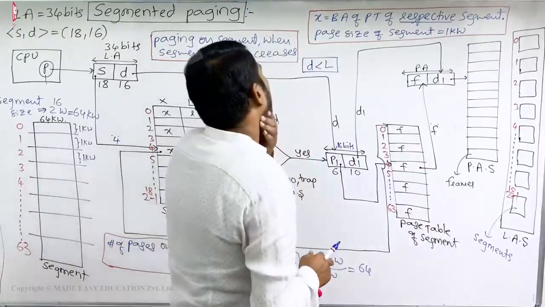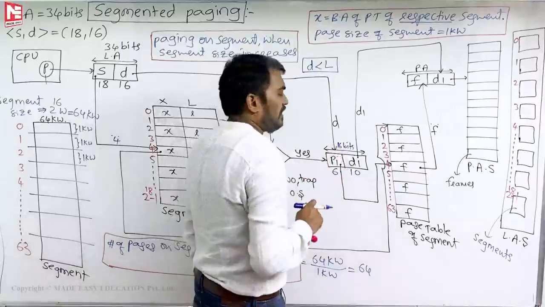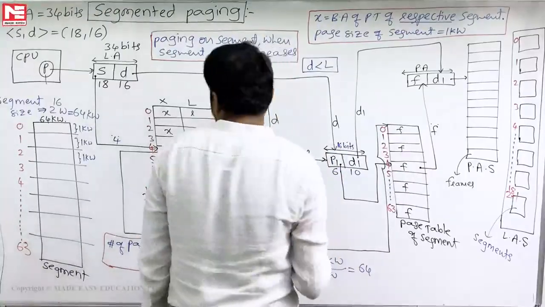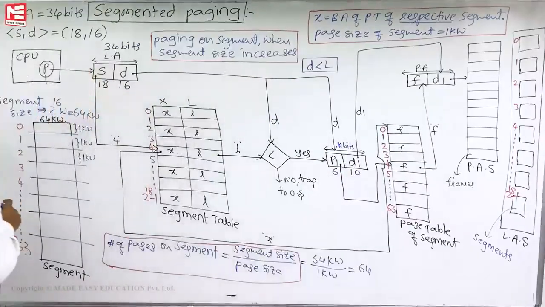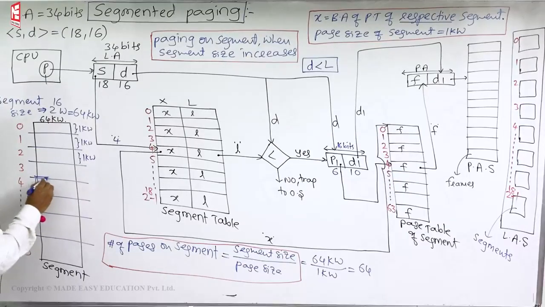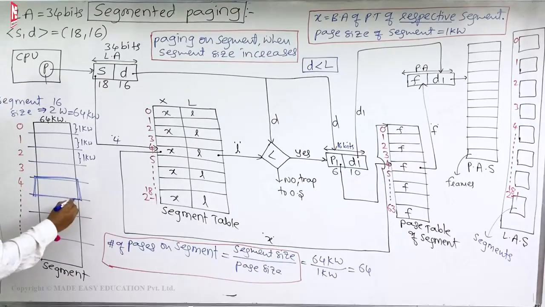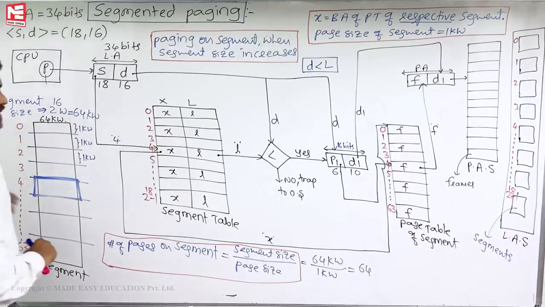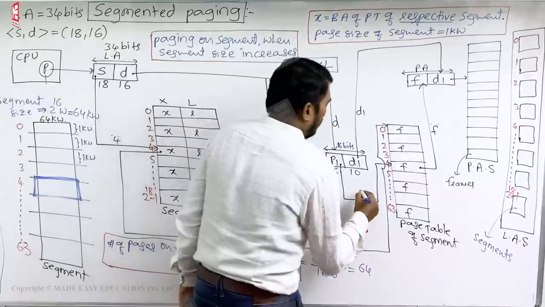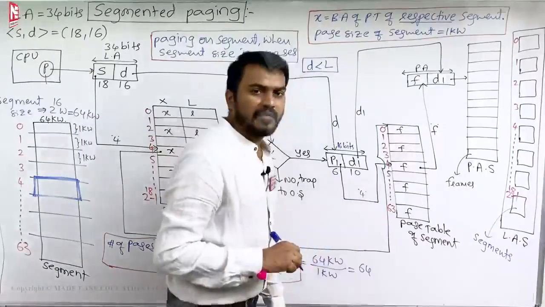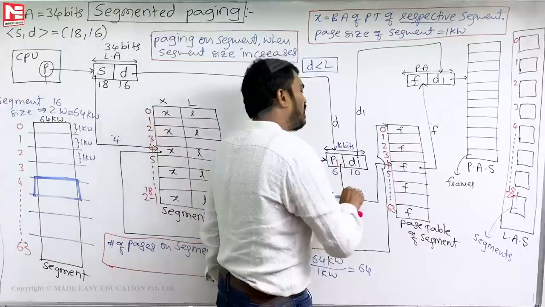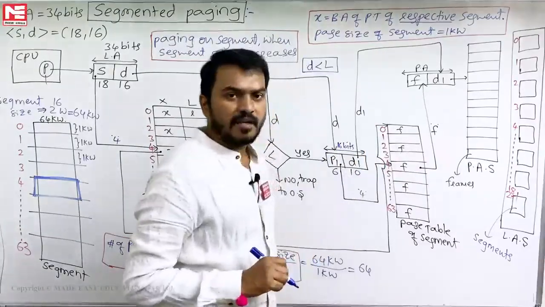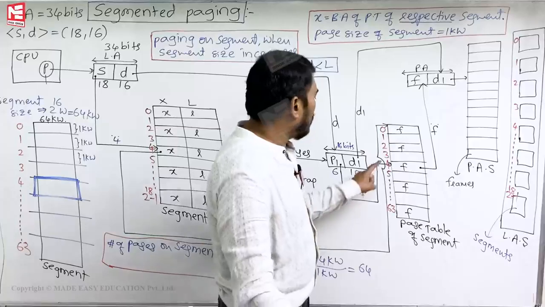So understand here. Next, you take that page number. Let's say I want to refer to page number 4, just as an example. Okay, look here. I want to refer to this particular page, so I am circling this. I want to refer to page number 4 of the segment. You take that page number and index onto the page table here.